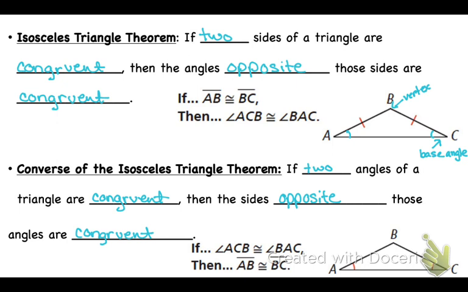So they've said A and C are congruent. So what do I know are also congruent? AB and BC. Does it tell me anything about the side opposite B? No. Tells me nothing about that, does it? It just tells me that AB and BC are congruent. Okay?